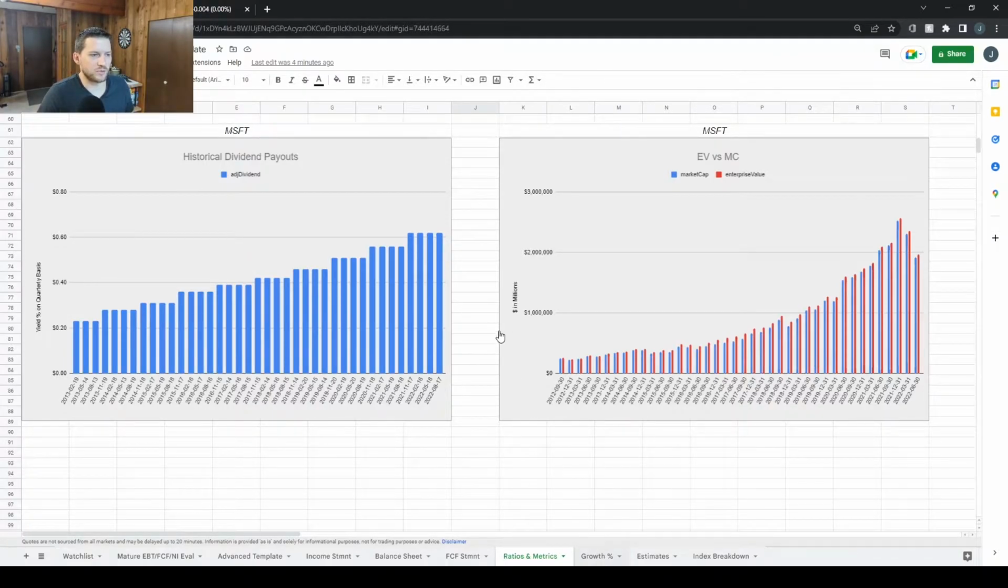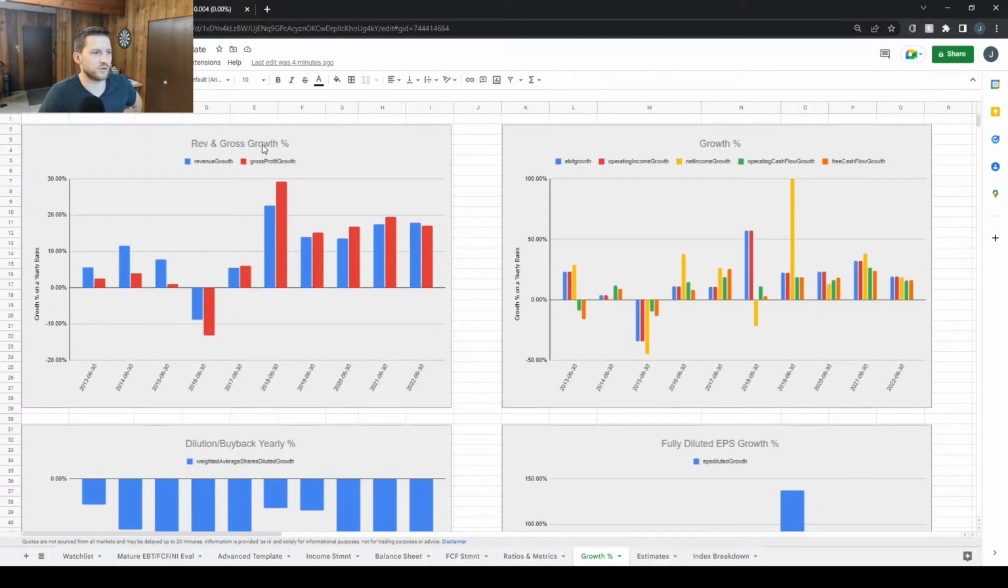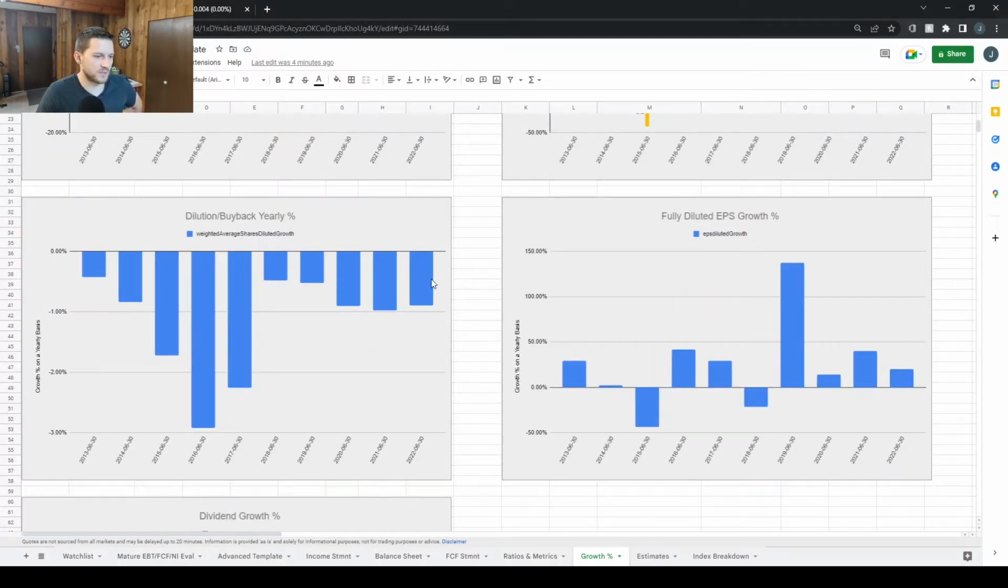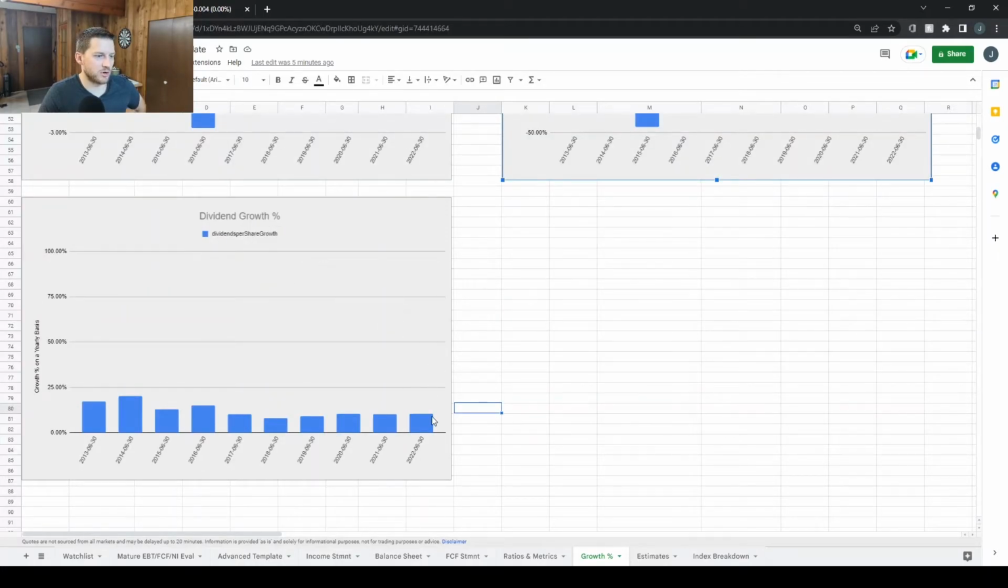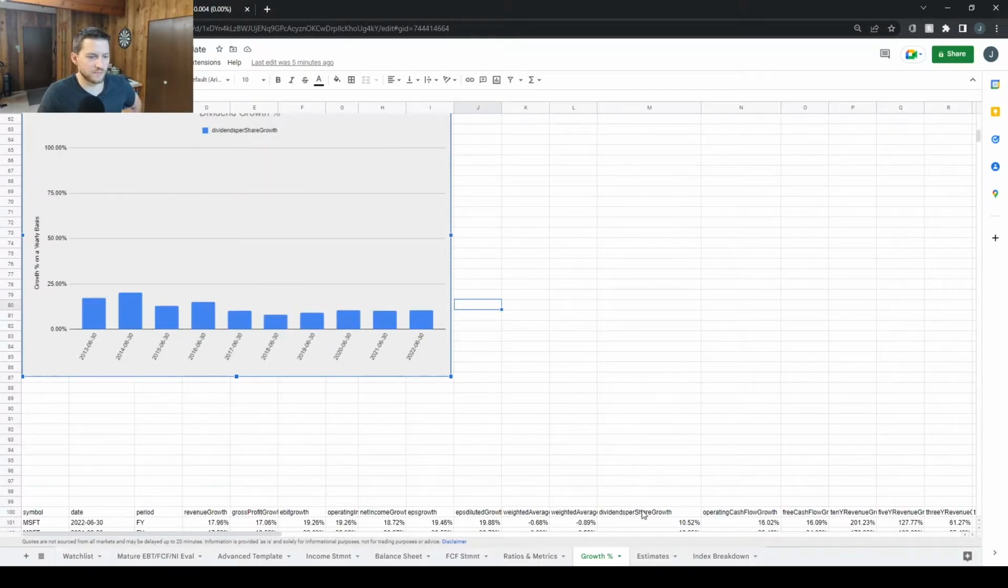And then if we go into the growth percentages, we can see revenue and gross profit growth has been steady between 10 to 20% over the last 4 or 5 years. Dilution from buybacks per year, we're at around 0.8%, 0.99%, so right around 1% per year. And then we have fully diluted EPS growth on a percentage basis. Sometimes you have these one-offs. Dividend per share growth is right around 10%, 9.14%, so right around 9 to 10%, or 7 to 10% over the last 5 years.